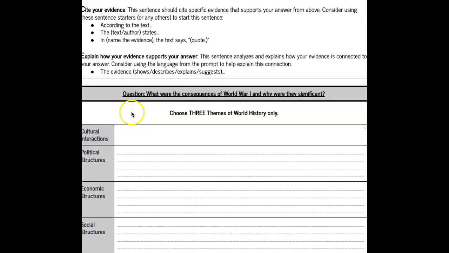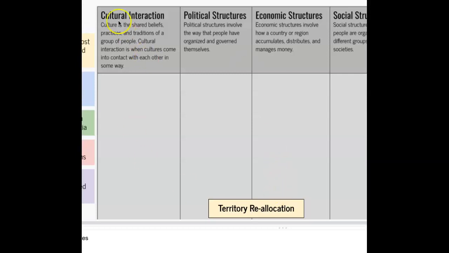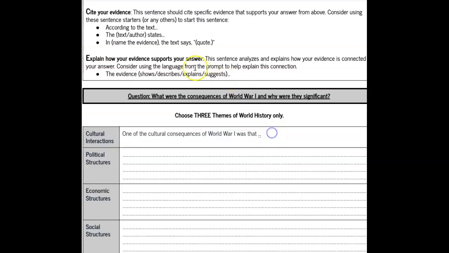So if I'm answering the question and I'm working on cultural interactions, I want to say something like, one of the cultural consequences of World War I was that, and then I will explain one of my examples that I put in my slideshow. Then I'll need to cite my evidence. So I'll start with maybe according to the text, comma, quote, and then I will quote whichever piece of evidence I pulled.